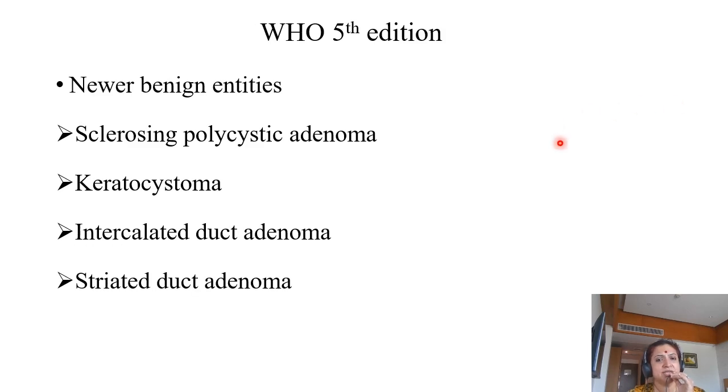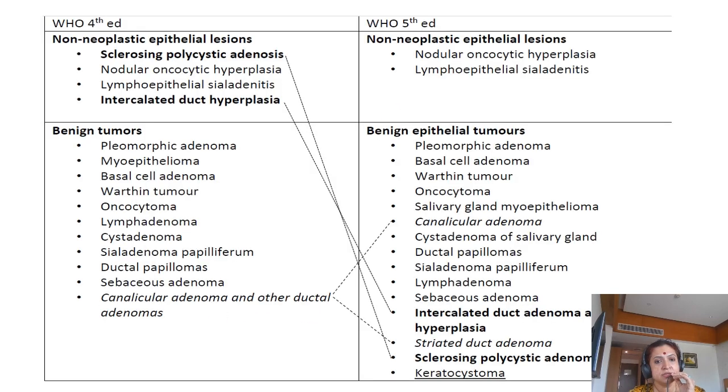Now, briefly about the updates, the new entities that we come across in salivary gland tumors in the WHO 5th edition. So you have these four benign newer entities. One is sclerosing polycystic adenoma, which was previously described as the non-neoplastic sclerosing polycystic adenosis. Now it has been shifted to the benign neoplastic category. Then you have keratocystoma, intercalated duct adenoma, and striated duct adenoma. So this is the change.